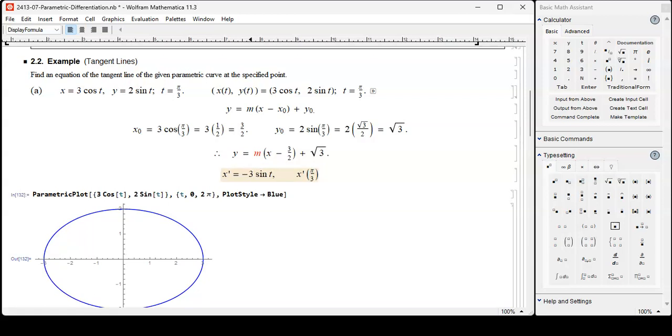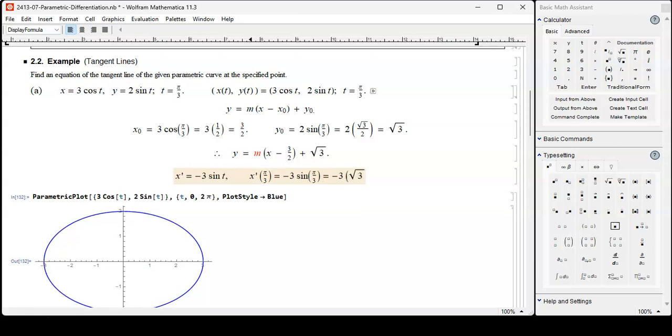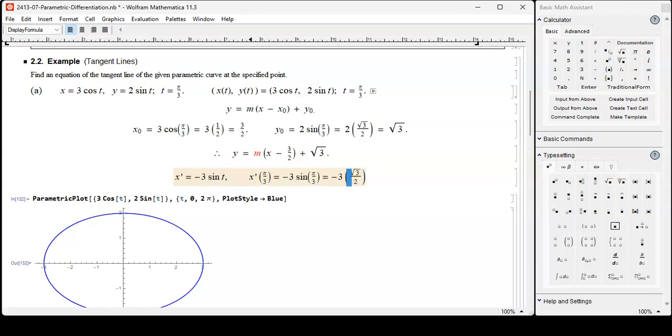Evaluated at pi over 3, what do you get? Negative 3 sine of pi over 3. Negative 3 times, what is sine of pi over 3? Square root of 3 over 2? Yeah, that's it. Negative 3 square root of 3 over 2. That's your x prime.